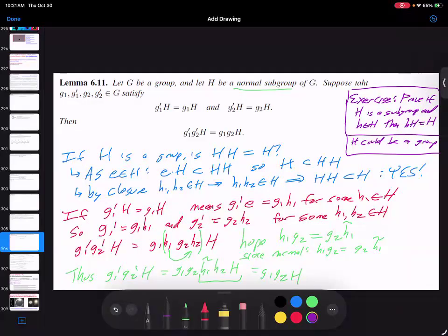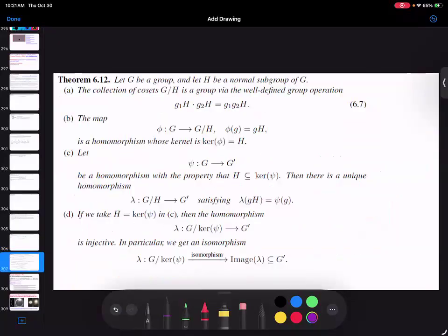Okay. So what this is telling us is that if I take two different representatives of the same coset, when I multiply, I really do get the same thing. All right. And so now there's a lot of additional stuff you can do with group homomorphisms and whatnot. And can you define maps on cosets if you have maps defined on groups? And so we'll talk a little bit more about this later.